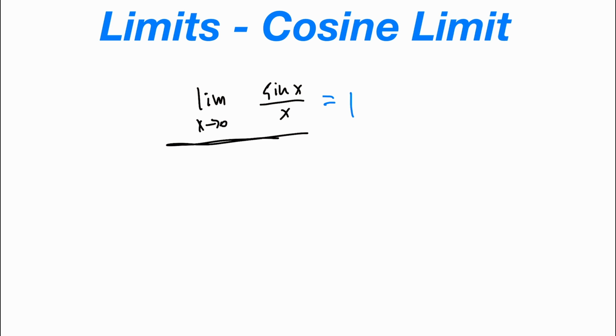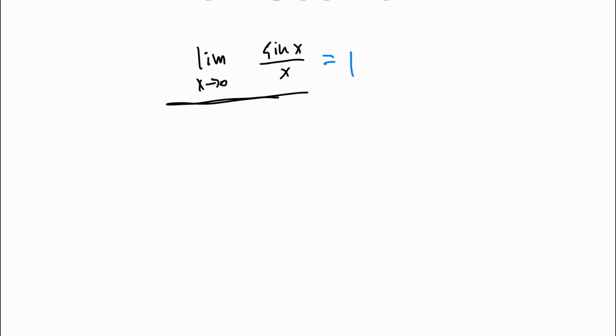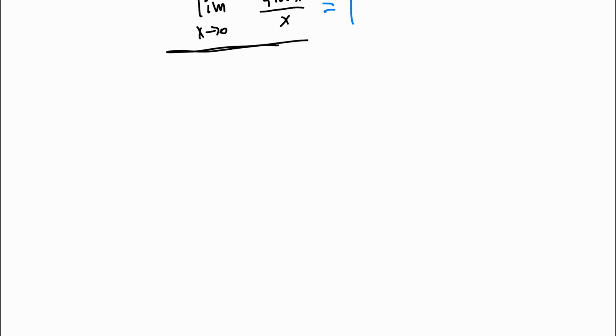The cosine limit is similar to the limit of sine x over x. It wants the limit as x approaches 0 of 1 minus the cosine of x over x. If you notice over here, if x approaches 0, then both numerator and denominator would approach 0, meaning that this would actually be a 0 over 0 undetermined form.